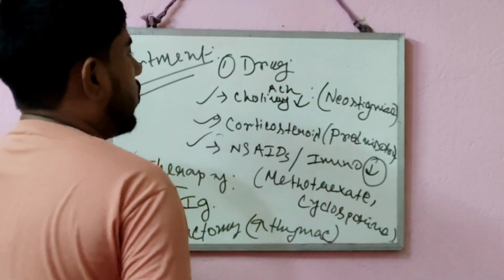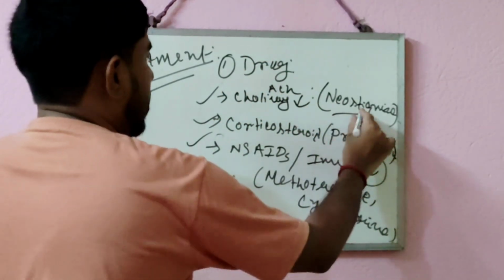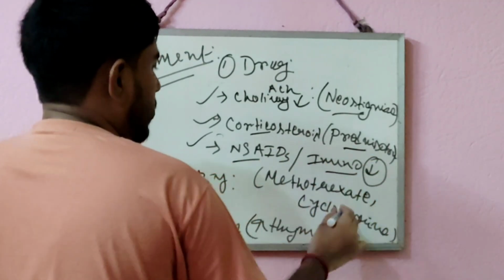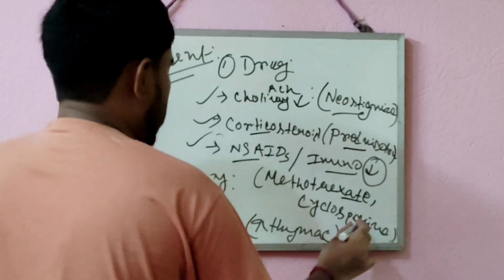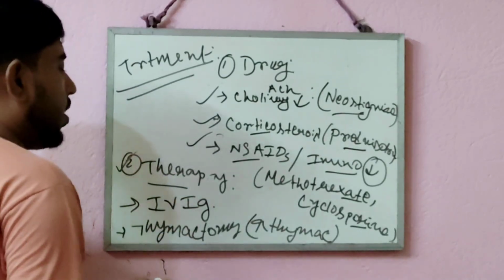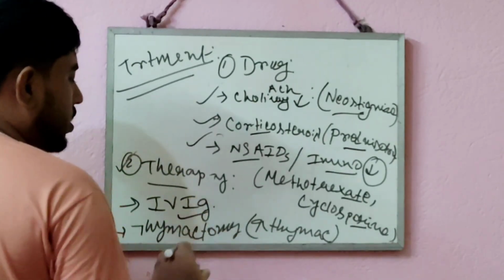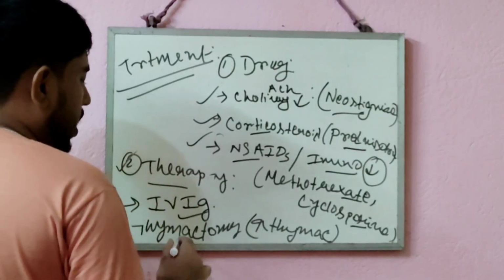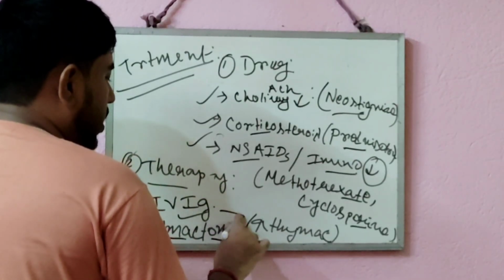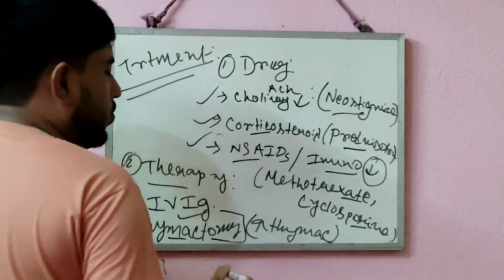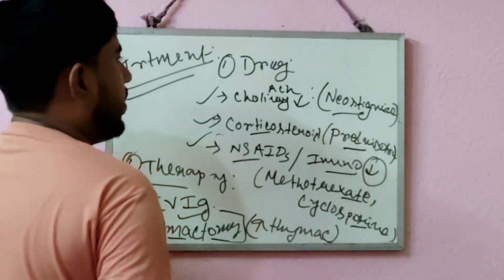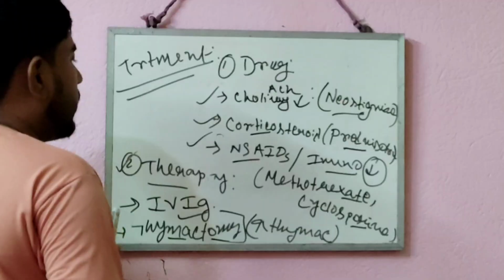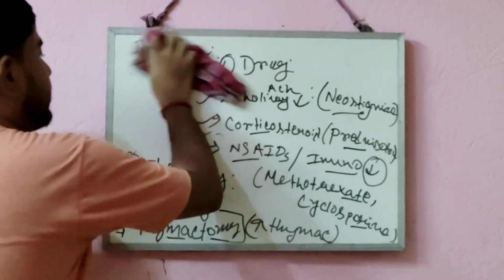In drugs we can take a cholinergic receptor antagonist like neostigmine, corticosteroid drugs like prednisolone, NSAIDs, or immunosuppressant drugs like methotrexate and cyclosporine. And in case of therapy treatment we can take intravenous immunoglobulin therapy, or we can take thymectomy, a surgical process, if there is enlargement of the thymic gland. So these are the possible treatments for myasthenia gravis.